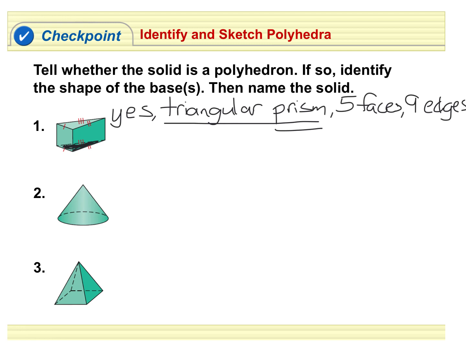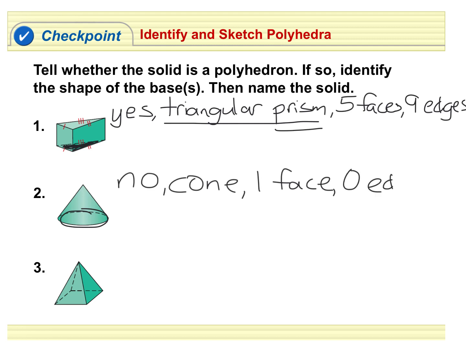Okay. Number 2, polyhedron, yes or no? No. Why not? Because of the circle. Circle is a dead giveaway. Okay. What's its name? It is a cone. Yep. If it has a base shape, excuse me, of a circle, it has a specific name to it. Okay. How many faces does it have? It has 1 face, that base shape. How many edges does it have? 0, right? A circle does not have an edge. Good. Questions?